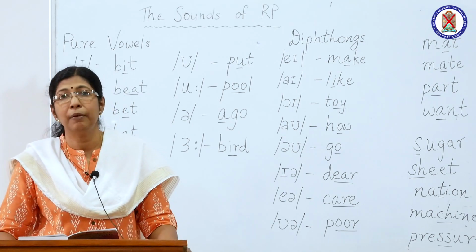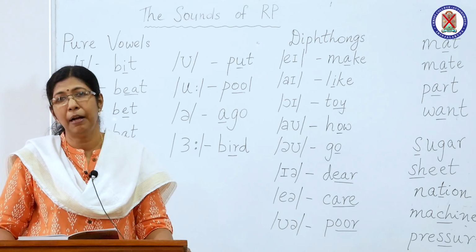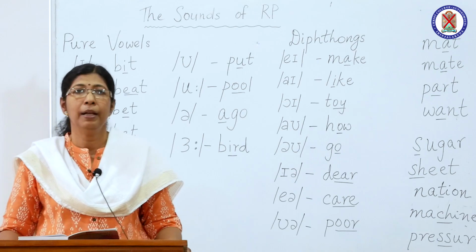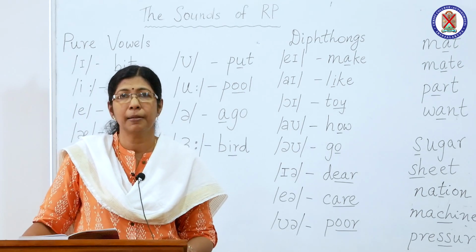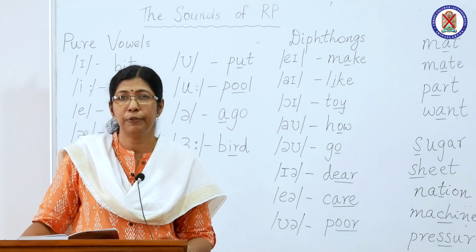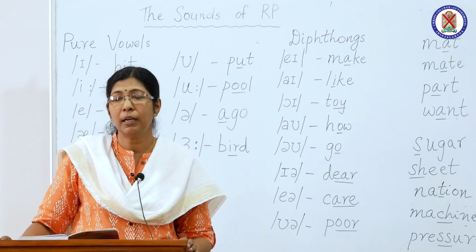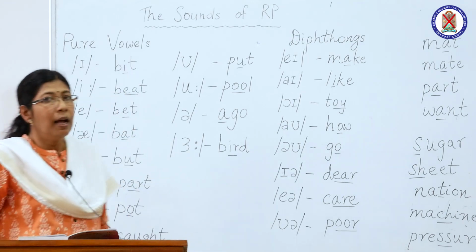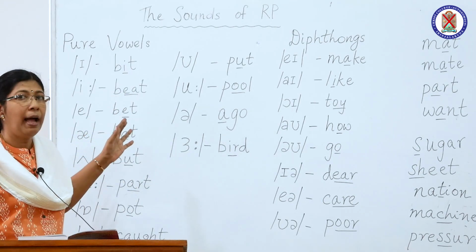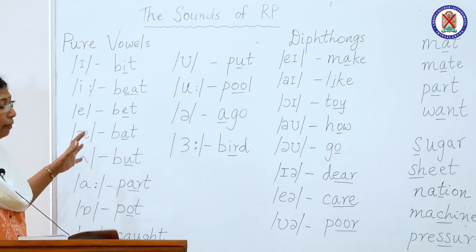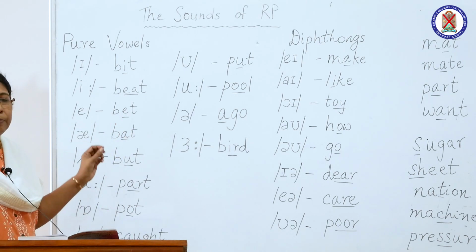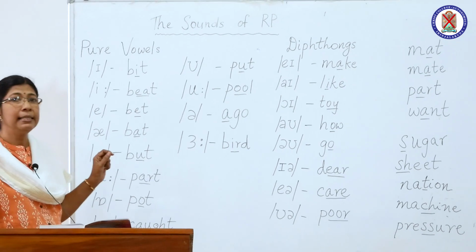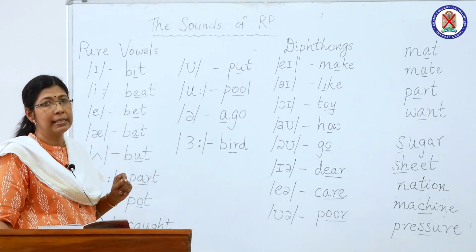First, we'll take a look at the vowels. There are 20 vowel sounds in RP. Of these 20 vowel sounds, 12 are pure vowels and the remaining 8 are diphthongs. A diphthong is a combination of two vowel sounds. Here on the board, I've written these 20 vowel sounds with examples, words where I have underlined the letter representing the particular vowel sound.